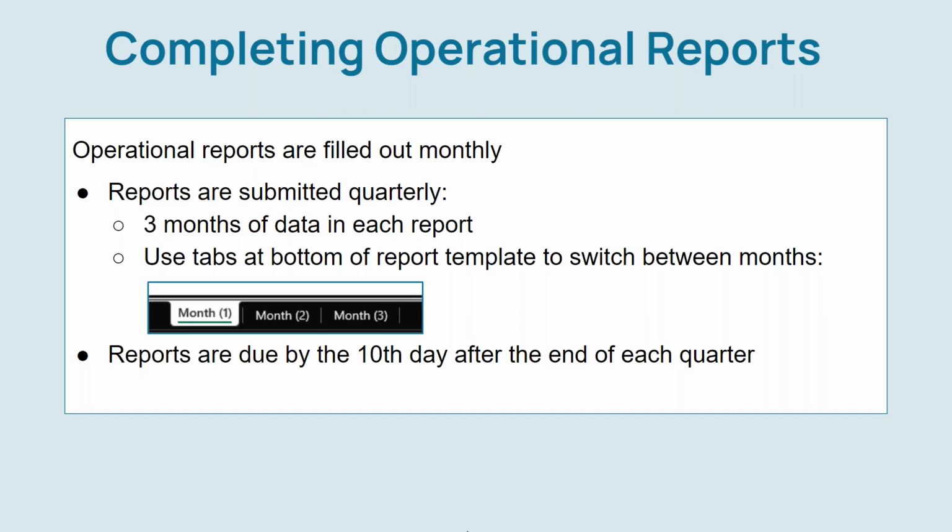Now let's talk about submitting these operational reports. So these operational reports are filled out monthly, but they are submitted quarterly. So with that, 3 months of data will be in each report. You can use the tabs at the bottom of the report template to switch between months. And the reports are due by the 10th day after the end of each quarter.